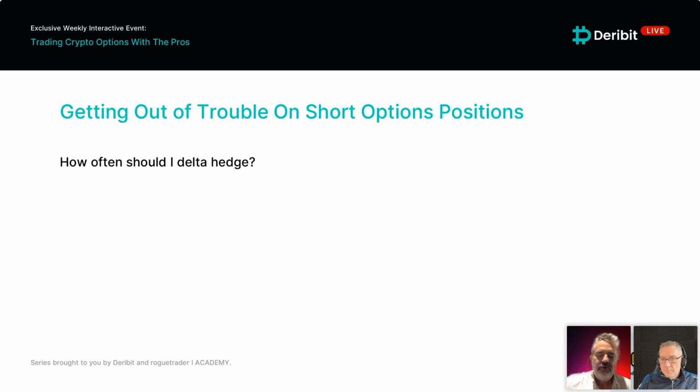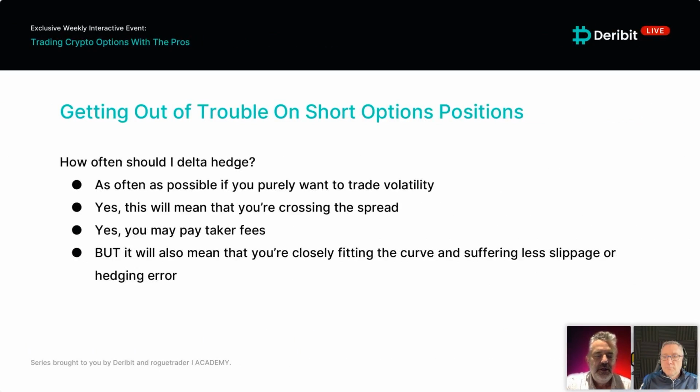In general, by buying and selling some perpetuals in order to reduce your delta, you are limiting the impact of the increase in price of the option going against you. Now, how often should I delta hedge? Great question. If you want to control the delta aggressively, then as often as possible.